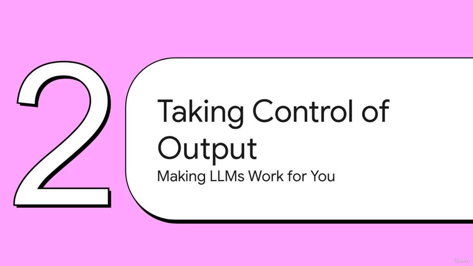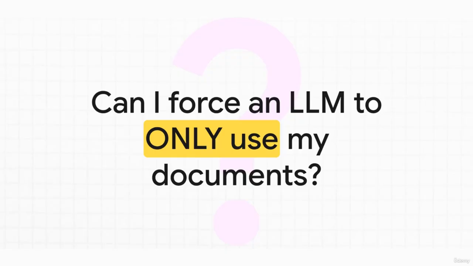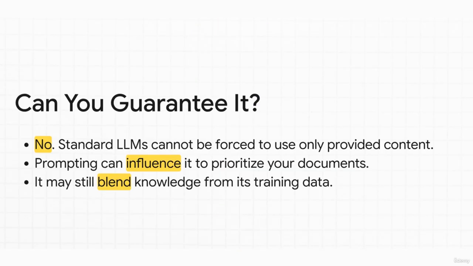Now, let's get practical. How do we actually direct and control the output to make these tools reliable enough for our specific important tasks? This is the million-dollar question for pretty much any business. Let's say you want a chatbot to answer questions about your company's internal expense policy. You upload the PDF. How can you be absolutely 100% sure it won't just ignore your document and pull an answer from some random blog post it was trained on 2 years ago? And the honest answer is, with a standard model, you can't get a 100% guarantee.